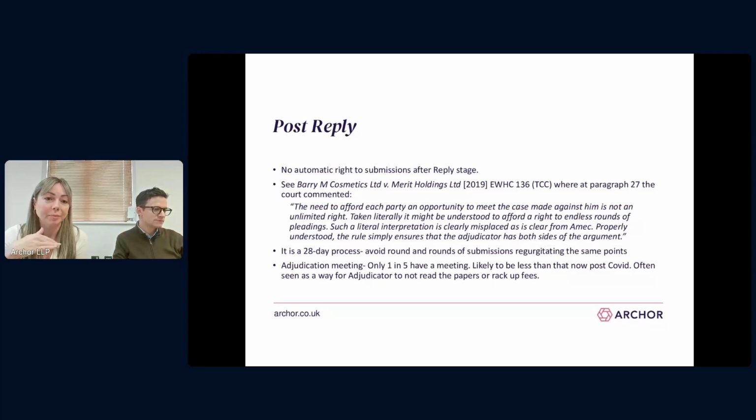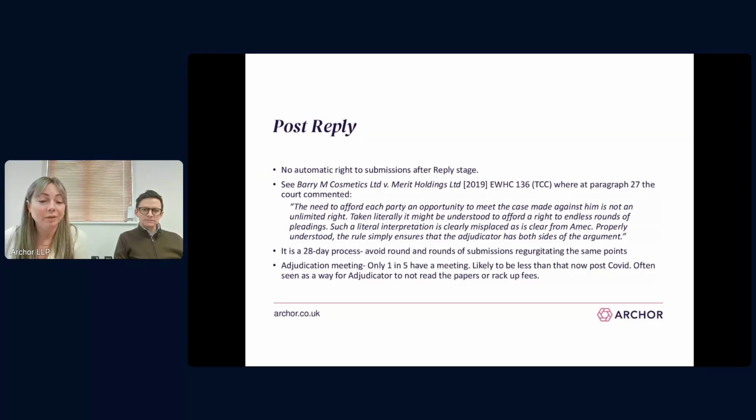So just taking a step back, adjudication is a 28-day process. There just isn't the time for countless rounds of submissions. And in reality, by rejoinder stage, the parties are just repeating themselves anyway, which is not of any use to the adjudicator when deciding the dispute.